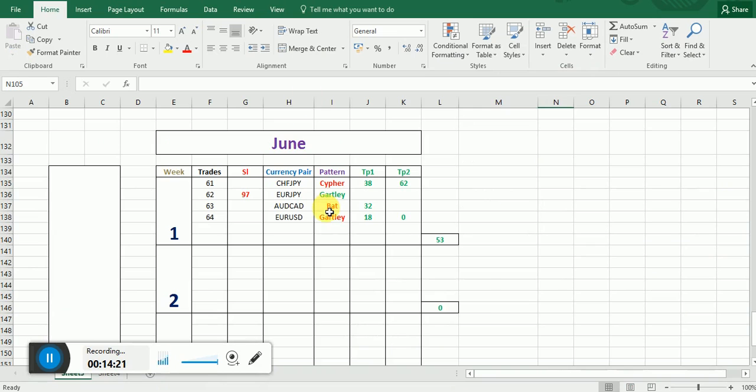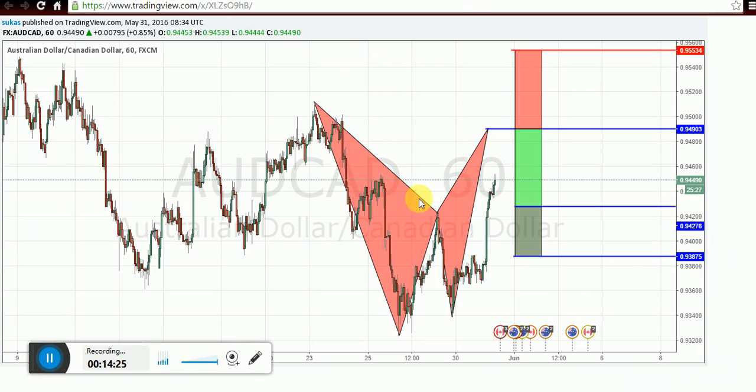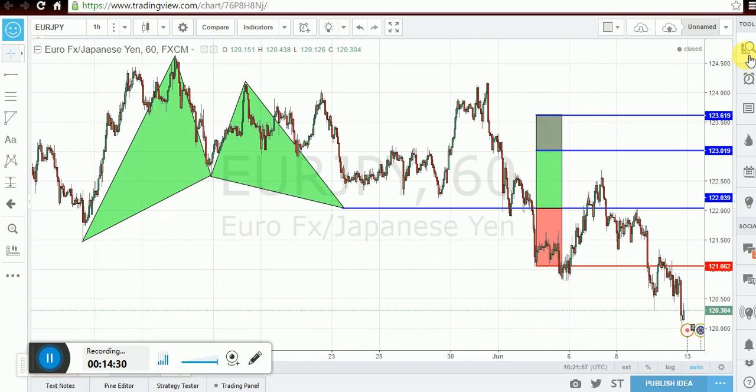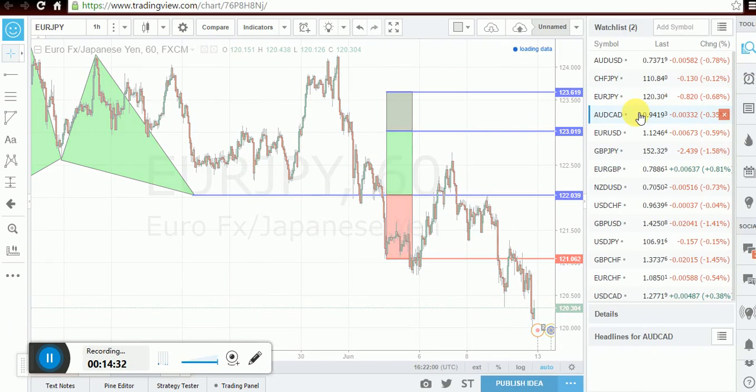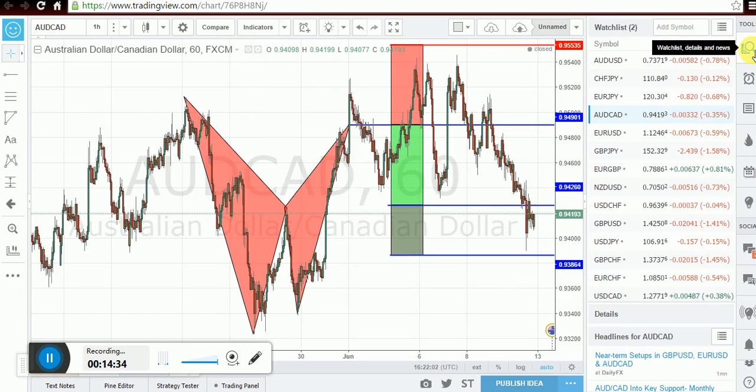And the next one we had was the Aussie dollar against the Canadian dollar. We had a bearish Bat pattern. So this is the bearish Bat pattern that we had. So let me bring in my chart and see Aussie CAD. So this is the bearish Bat.